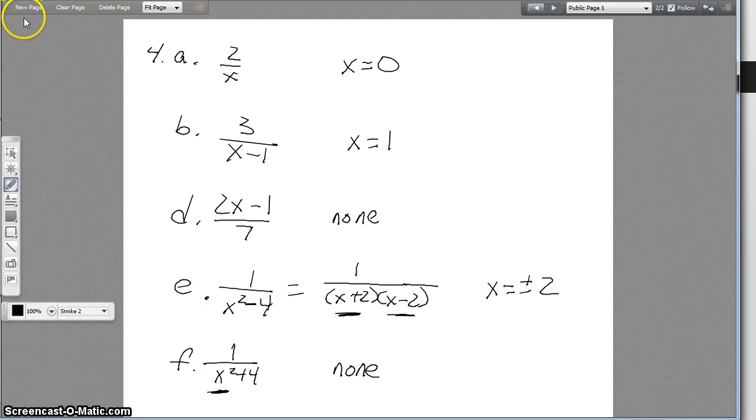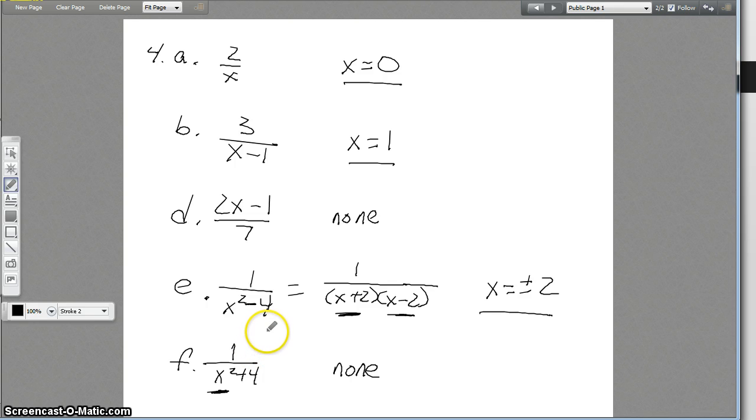Okay, so that was number 4, which is just like number 11 that I assigned as homework. So remember, what you're trying to find are values of x that you cannot use. Those are the values of x that will make the denominator 0, and those are not allowed. That's what you're looking for, the ones that are not allowed. So x equals 0 is not allowed. x equals 1 is not allowed. For part E, x equals plus or minus 2 is not allowed.